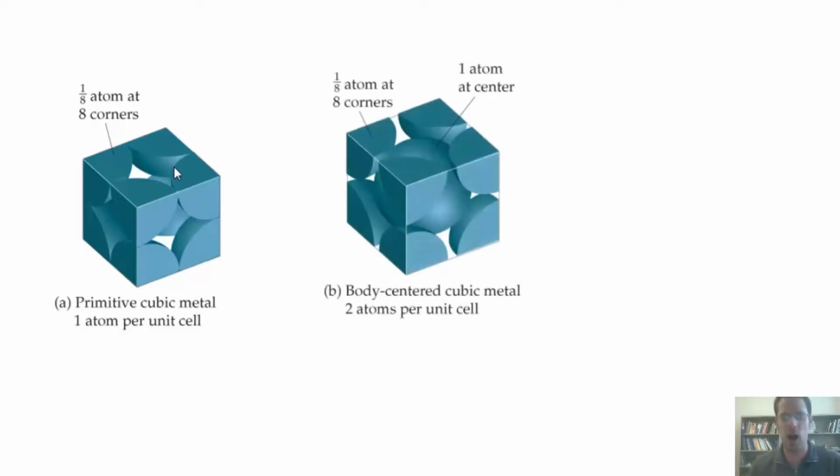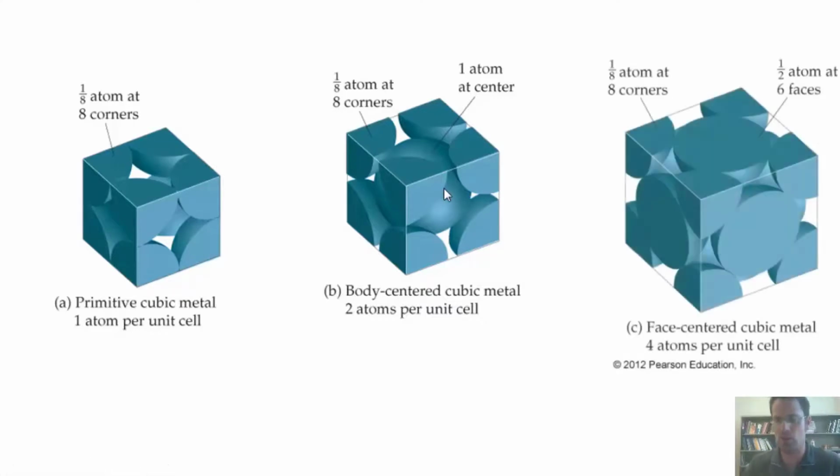Here's an analogous picture of a body-centered cubic unit cell. You can see once again that the spheres at the corners only have 1/8 of them inside the box. This central atom, however, is contained completely in the box, so it would count as one entire atom.